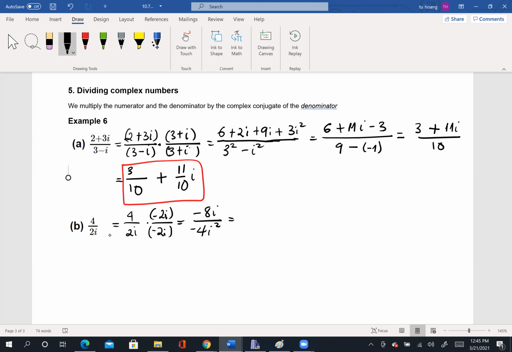So now you have minus 8i at the top, and the bottom gives you negative 4 times negative 1, which is 4, right? And actually you can cancel the 8 and the 4 over here, and you get the negative 2i only. If you want to write it exactly in the complex form, you're going to write 0 minus 2i. So that would be the form.